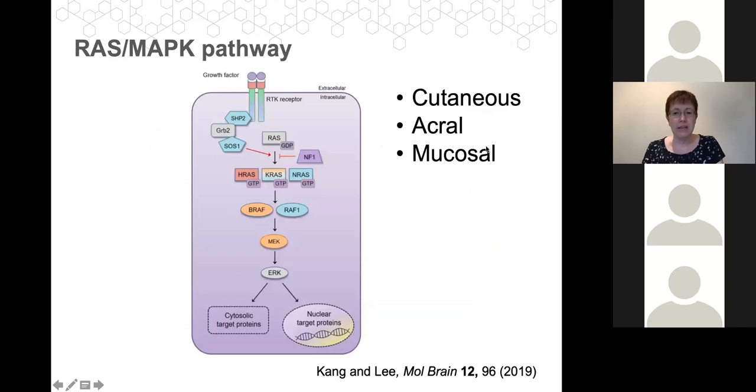So I'll talk about cutaneous, acrals, and mucosals together, as although there are many differences, there are a number of similarities. One of the most important pathways in cutaneous melanoma is the RAS-MAP kinase pathway. This is just a brief figure of the pathway. We have activation through receptor tyrosine kinase, signaling through the RAS proteins and the RAF proteins before activation of downstream pathways. An important negative regulator of this pathway is NF1.